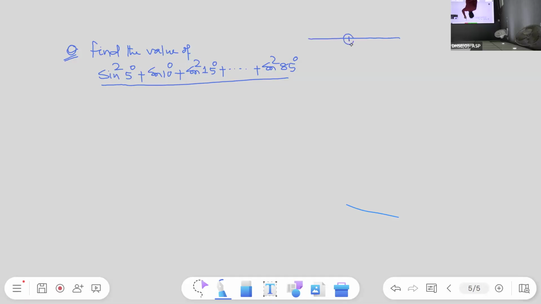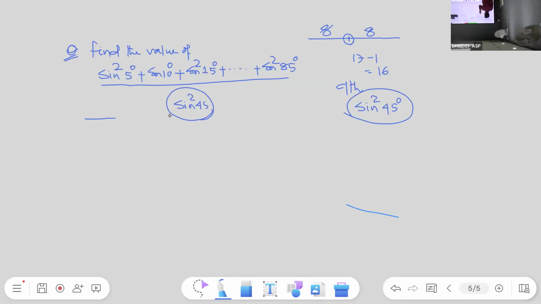Out of 17 terms, one is the middle term and the remaining 16 terms are left. So 8 terms will be to the left of the middle term and 8 terms to the right. The ninth term is the middle term. 9 times 5 is 45, so sin square 45 degree is the middle term of the series. Leaving the middle term, 8 terms are on the left hand side and 8 terms on the right hand side.